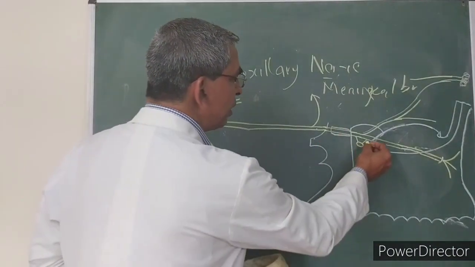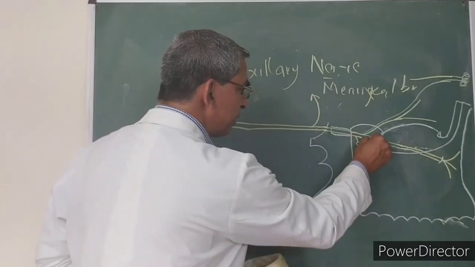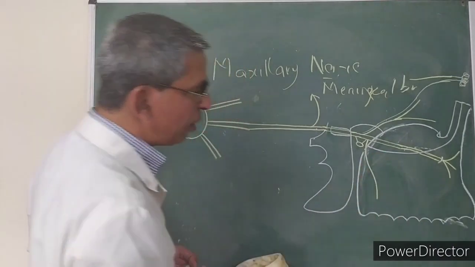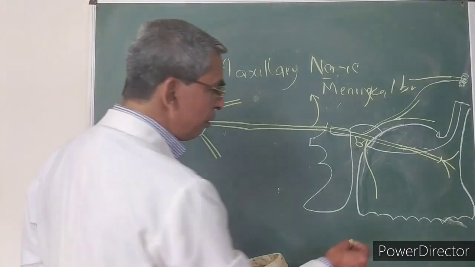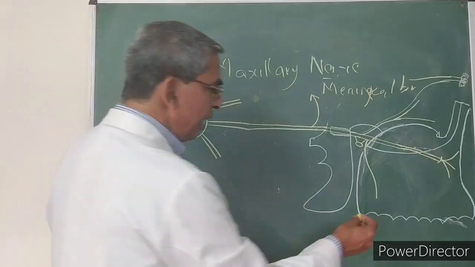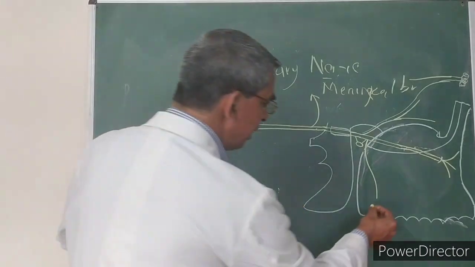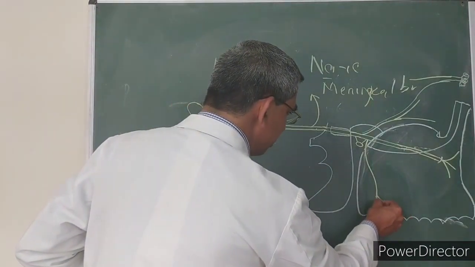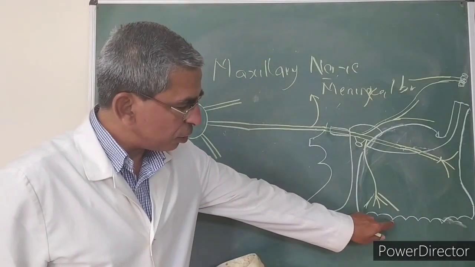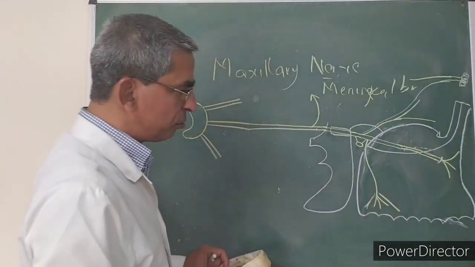Now the second branch: when this nerve passes to the infraorbital groove, it enters into the maxilla bone. This is the posterior superior alveolar nerve. This posterior superior alveolar nerve passes through the posteriorly placed foramina in the maxilla bone, then runs on the lateral wall of the maxillary sinus, and divides into branches which supply the dental plexus on the upper molar tooth. So these are the posterior superior alveolar branches.